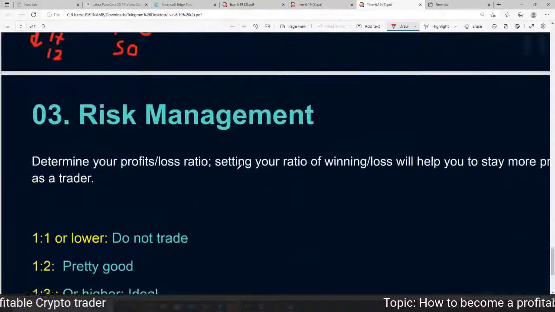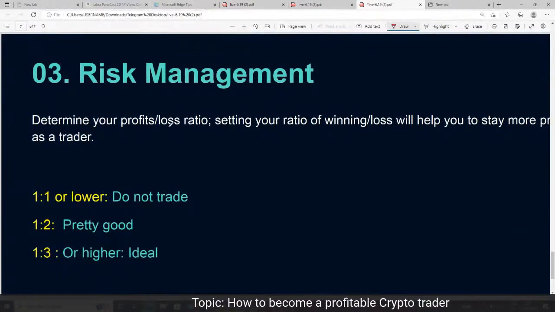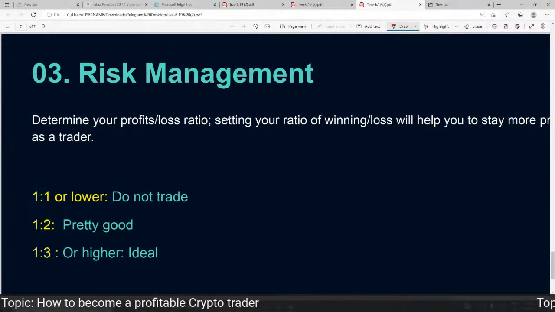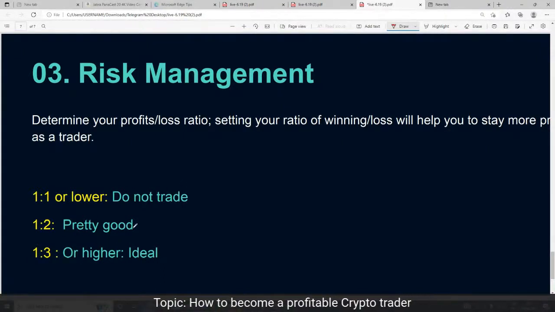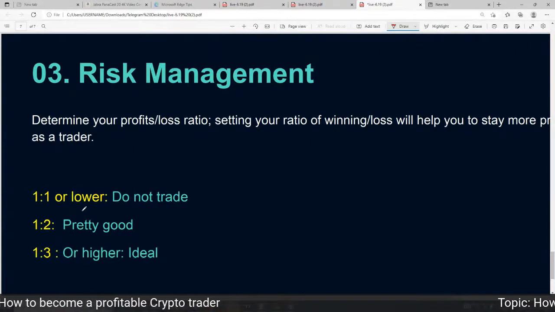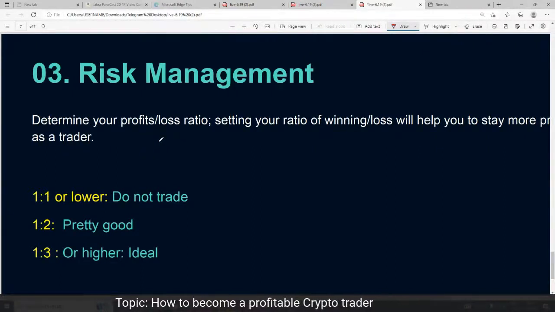Okay. Now the next thing and the last thing we need to talk about is determine your profit slash loss ratio. Setting your ratio of winning slash loss will help you to stay more profitable as a trader. Now, when you are trading, let there be a reason, like have your profit and loss ratio. How much are you risking to gain how much?